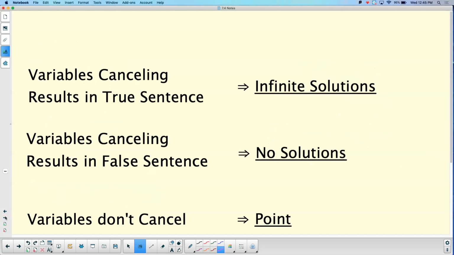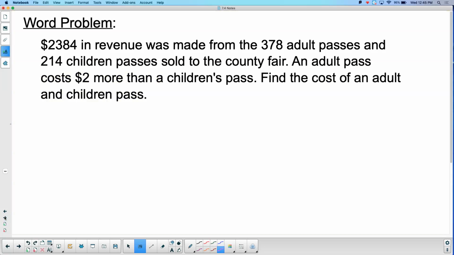Okay. That's the same as what we had before. Let's try a word problem. We all love them. Except this time we'll use elimination. $2,384 in revenue was made from the 378 adult passes and 214 children passes sold at the county fair. An adult pass costs $2 more than a children's pass. Find the cost of an adult and a children's pass into the county fair.